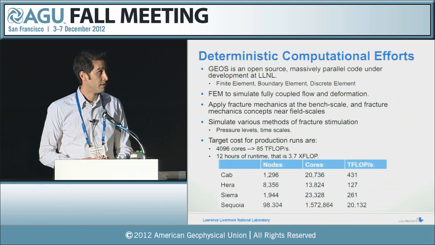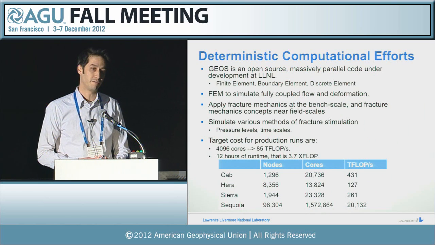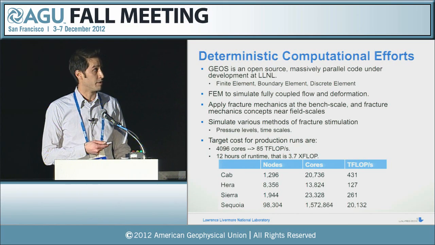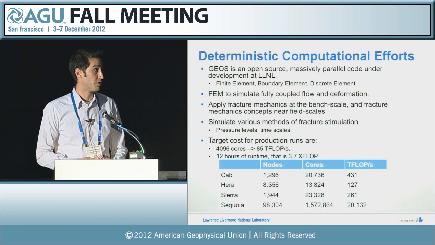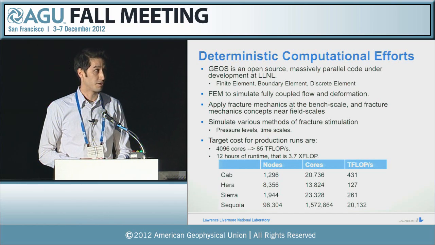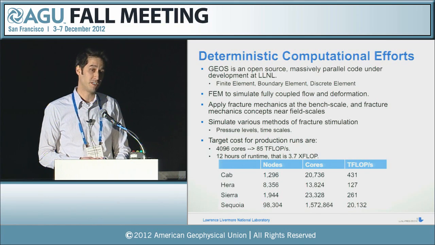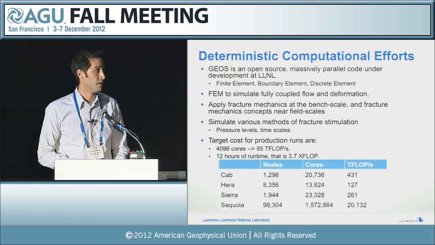So to that end, we're developing a deterministic computational capability for the modeling of two- and three-dimensional hydrofracture, but the push is for 3D hydrofracking. Geos is the name of the code. It's an open source, massively parallel code. It currently has finite element, boundary element, and discrete element capabilities. What I'm going to be talking about today is strictly the finite element capabilities that we're using to simulate the fully coupled flow and deformation in the evolution of the fracture network.